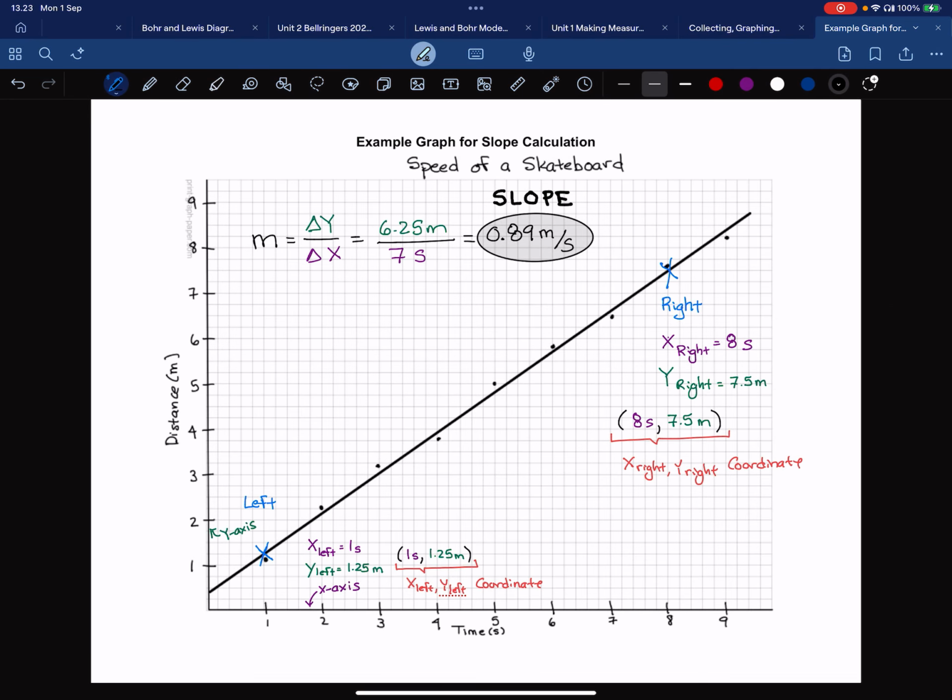Okay, ladies and gentlemen, a short video on the meaning of slope. And then you'll do a short quiz on that, and then we'll move into including that in our conclusions.